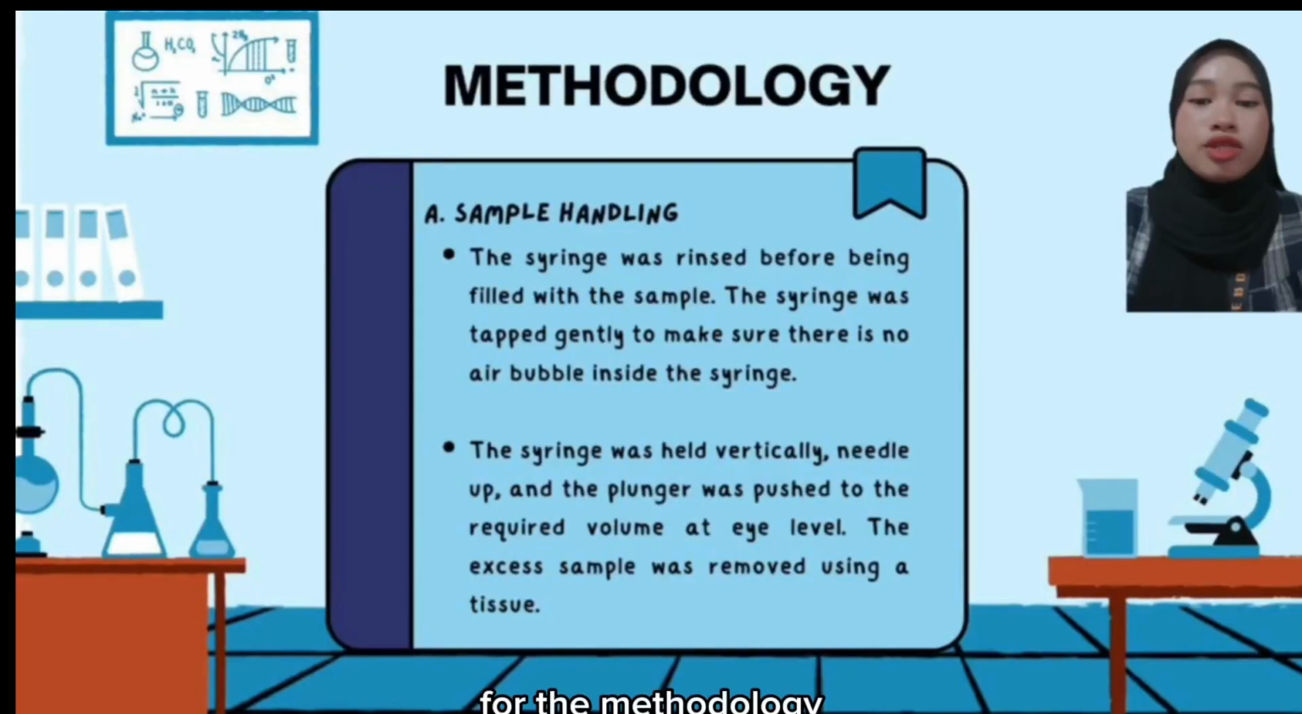For the methodology, firstly I will explain on sample handling. The syringe was rinsed before being filled with the sample. The syringe was tapped gently to make sure there is no air bubble inside the syringe. The syringe was held vertically, needle up, and the plunger was pushed to the required volume at eye level. The excess sample was removed using a tissue.